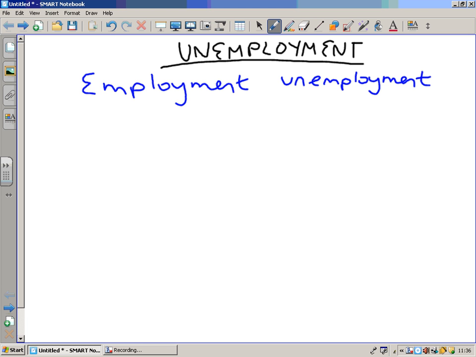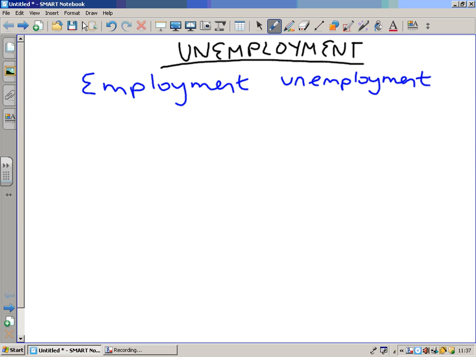We need that important part of the definition simply because there are people who aren't working in the economy but they choose not to. For example, retired people, children, therefore they're not seeking work, so don't class as being unemployed.